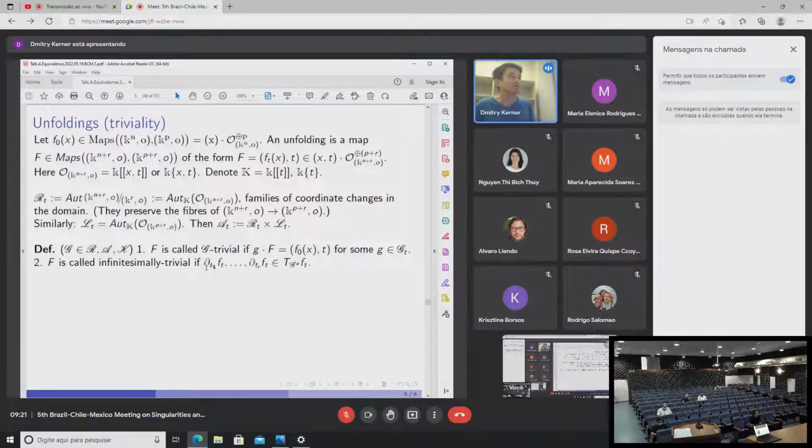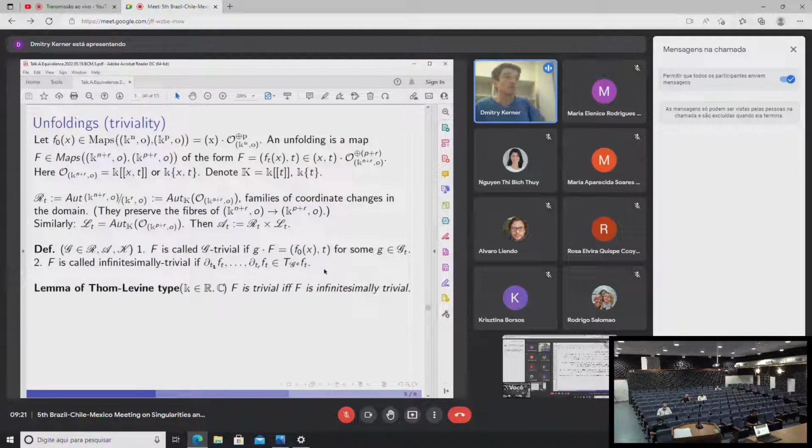And then the second part: an unfolding is infinitesimally trivial if it is trivial at the tangent level. So when we take partials with respect to T, all the possible partials, all these belong to the extended tangent space. This is a completely classical definition, and you see it can be stated over any field. Here, there is no analysis inside.